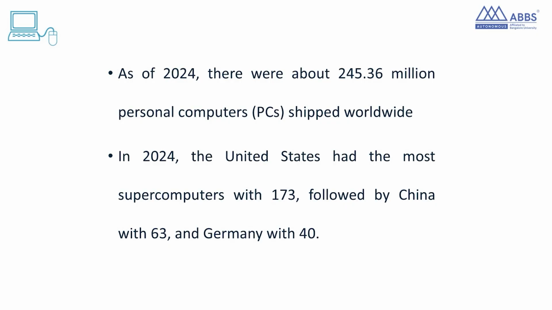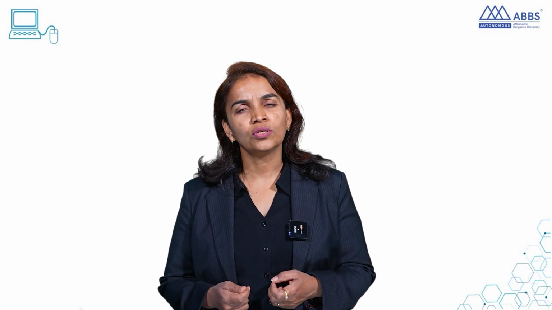Here are some numbers which make us worry about what is happening. As of 2024, there were about 245 million personal computers shipped worldwide. In 2024, the United States had the most supercomputers with 173, followed by China with 63 and Germany with 40. That's an astonishing number. When we compare the impact of normal desktops and laptops with so many supercomputers emitting certain hazardous and harmful things into the environment, we will definitely want to know what solutions are available.